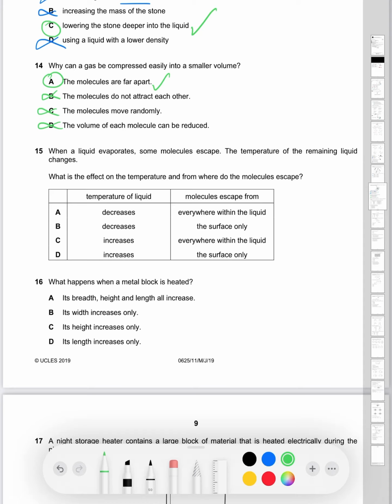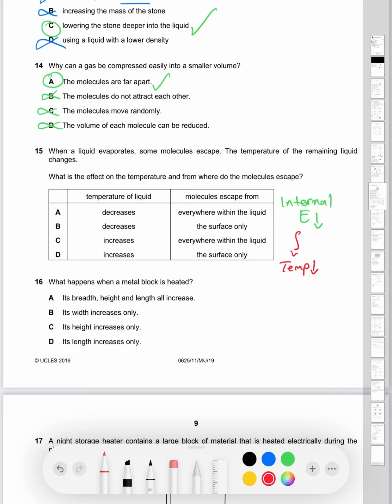The answer is A. When a liquid evaporates, some molecules escape, and the temperature of the remaining liquid changes. What is the effect on the temperature, and from where do the molecules escape? When the molecules escape from a liquid, their kinetic energy decreases, and in turn the internal energy of that substance decreases. When the internal energy of a substance decreases, so does its temperature.